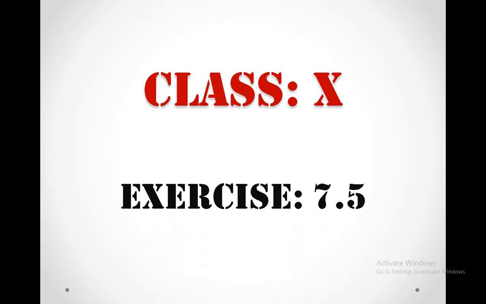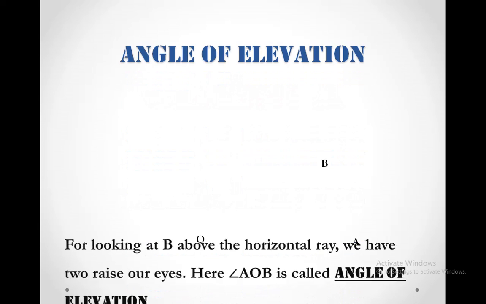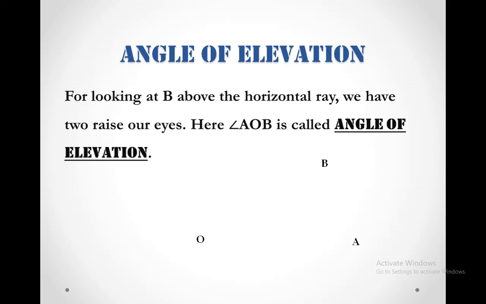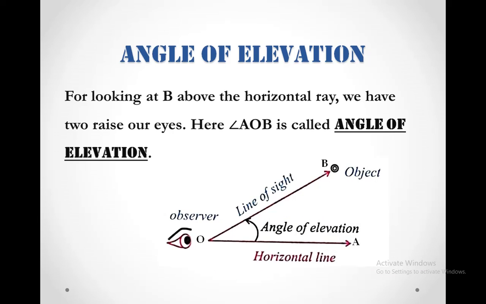This is today's lesson related to class 10th exercise 7.5. Let us start from one definition. Angle of elevation. Viewers, a simplest example related to daily life is that if you can observe a kite flying or any bird flying or an aeroplane from your observation point, it means that there is an angle of elevation formed.